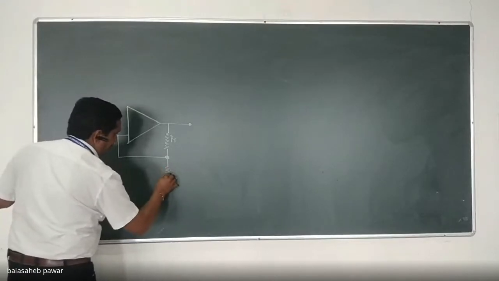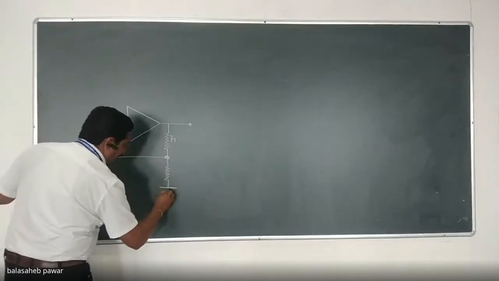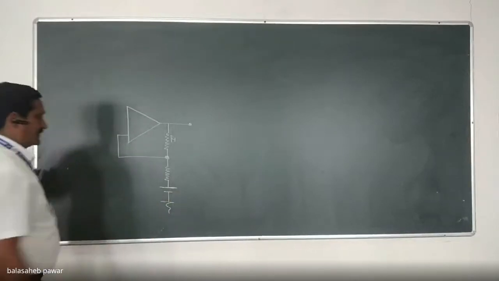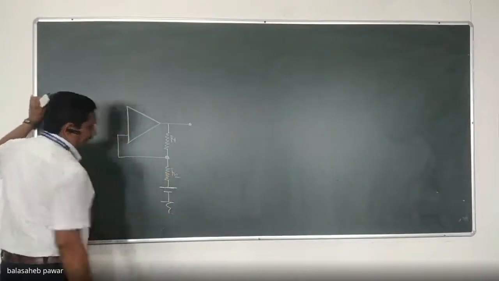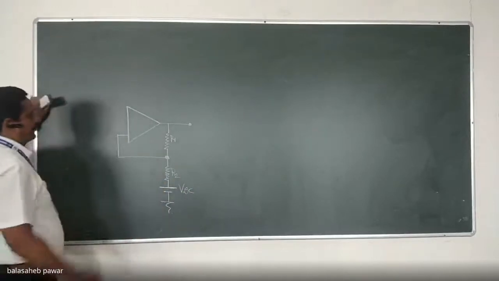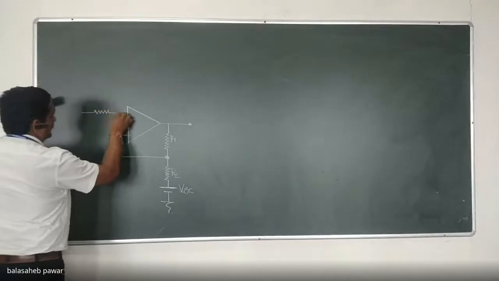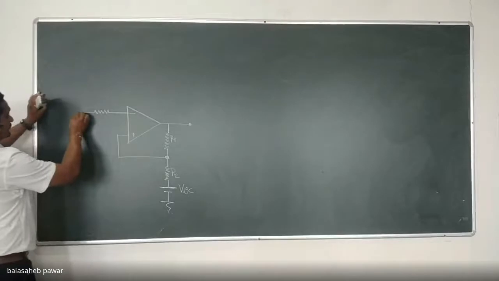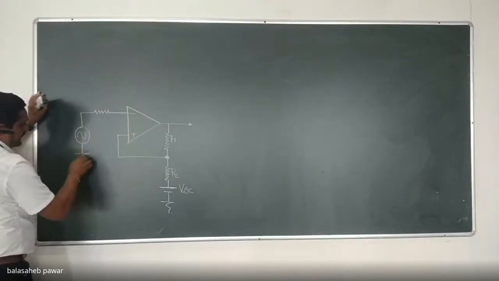Same R2 I will redraw over here, and we are going to add a DC source like this. I will call this one, suppose, VDC, and the remaining things as they are. That means the input signal goes to the inverting terminal, which is a time varying signal. Yesterday I took it as a sinusoidal signal.